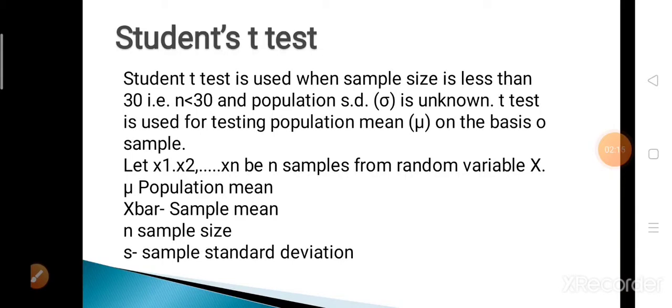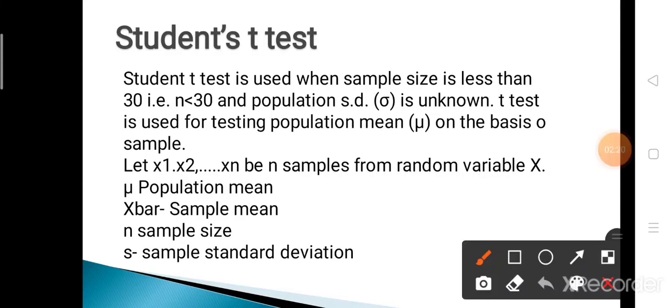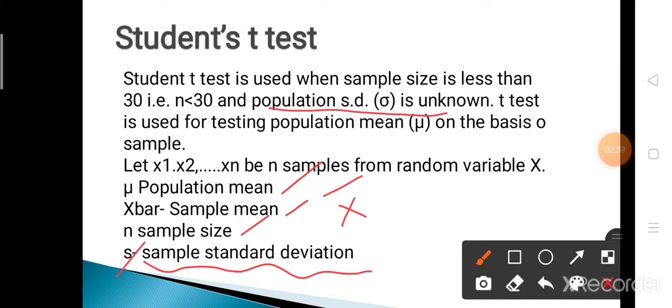Let x1, x2, up to xn be the n samples from random variable x. What are the notations? Mu is for the population mean, x bar is for the sample mean, n is the sample size, and s is for the sample standard deviation. And what is sigma? Sigma is the population standard deviation and s is the sample standard deviation. Here the sample size is less than 30 and the population standard deviation sigma is unknown.